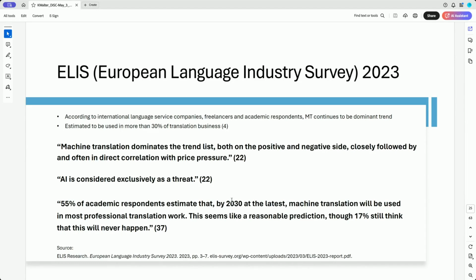AI, I suppose meaning large language models, is considered exclusively as a threat in 2023. And a majority of academic respondents estimate that by 2030, at the latest, machine translation will be used in most professional translation work. But there are also 17% who think that this will never happen.